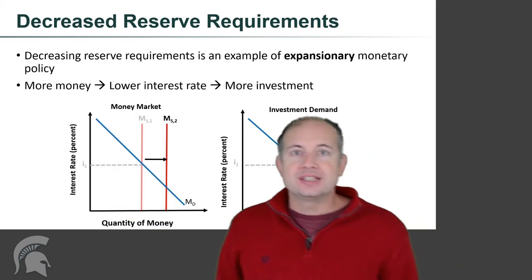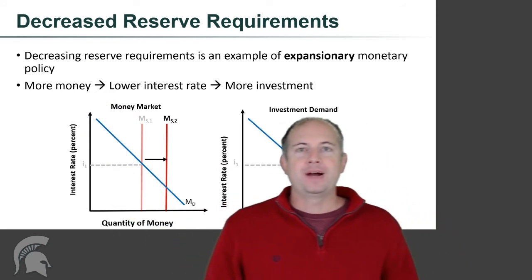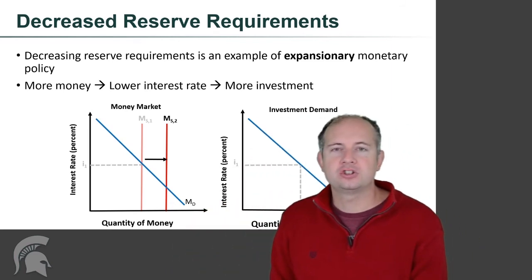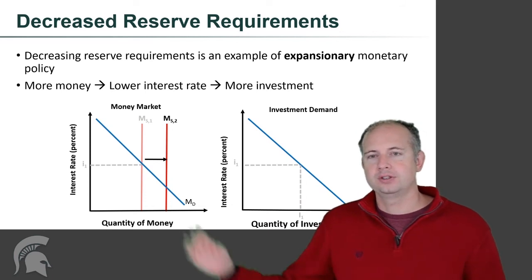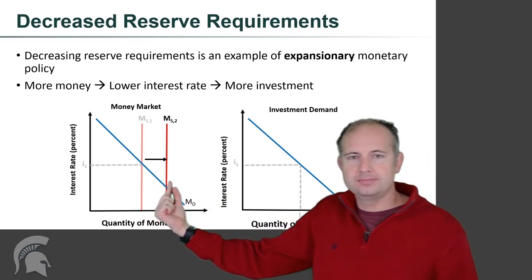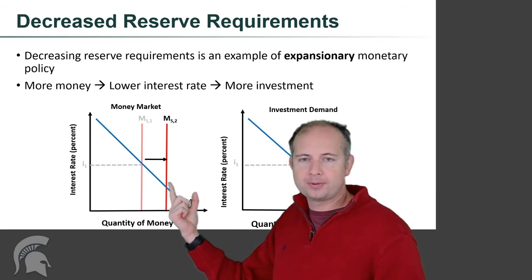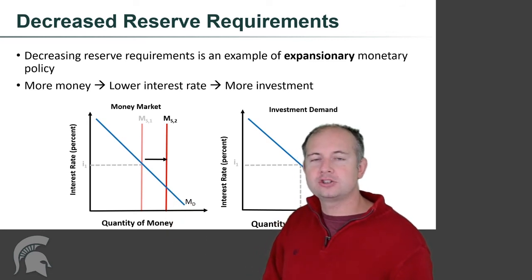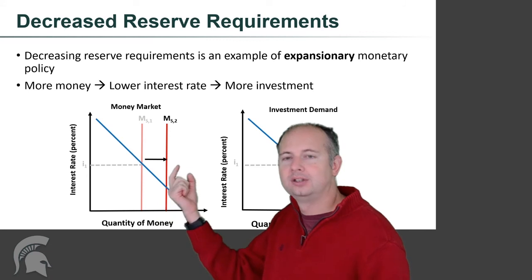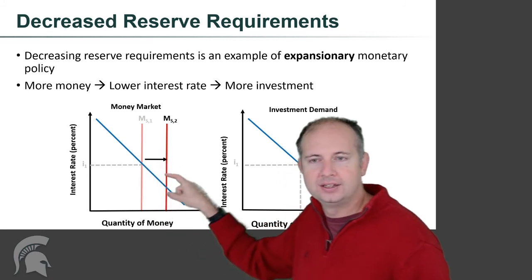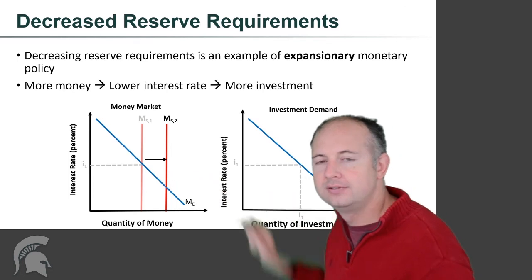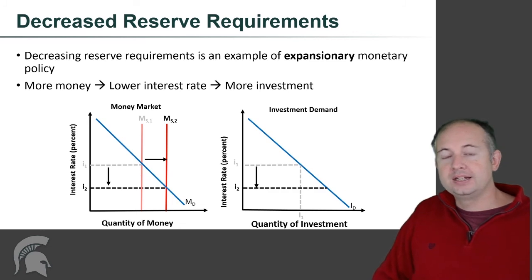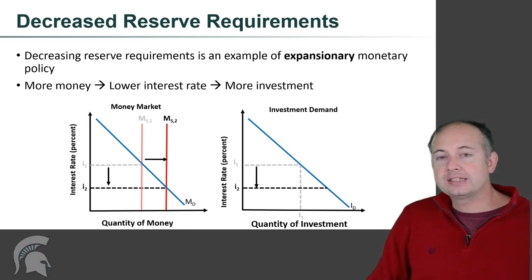Decreasing reserve requirements is an example of expansionary monetary policy. More money leads to a lower interest rate, which leads to more investment. Money supply increases either because we are using open market operations and putting more cash in the vaults, or by adjusting the reserve requirements to allow banks to lend out more of their money. Either way, an increase in the money supply leads to a decrease in the interest rate, and that leads to an increase in investment demand, right?